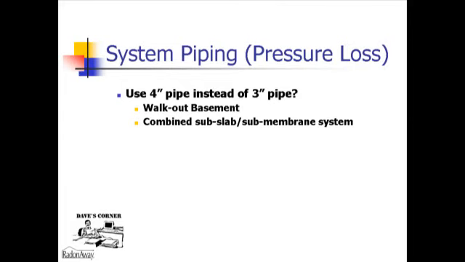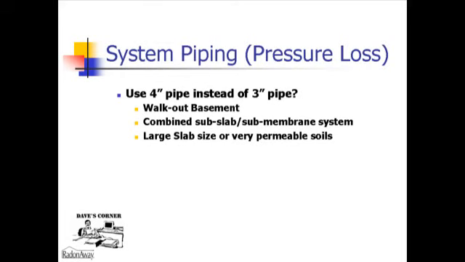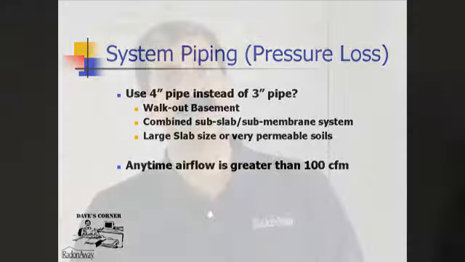Similarly, if you have a submembrane system or a combined submembrane and subslab system, submembrane systems tend to leak more air than a subslab system, and so your airflows on a combined system like that might exceed 100 cubic feet per minute. And consequently, if you have a very large slab, there again, your airflows might exceed that 100 cubic feet per minute. And so you should take that into consideration when doing your design.